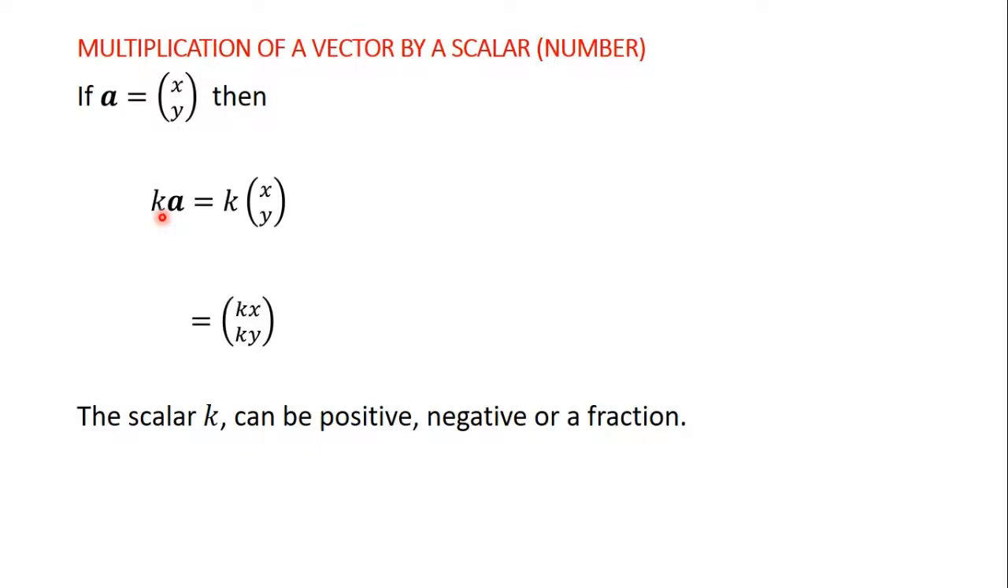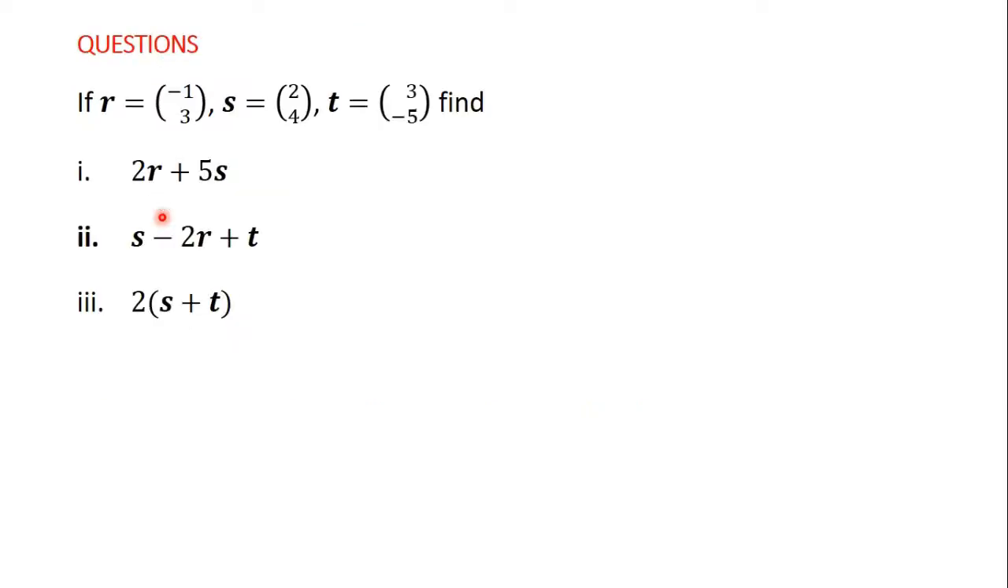Let's take some examples and see how to do this. So we have the question: vector r is giving us (-1, 3), s is giving us (2, 4), and t is giving us (3, -5). And we are finding: one, 2r plus 5s; two, s minus 2r plus t; and three, 2 into bracket s plus t. So let's pick the first one, 2r plus 5s.